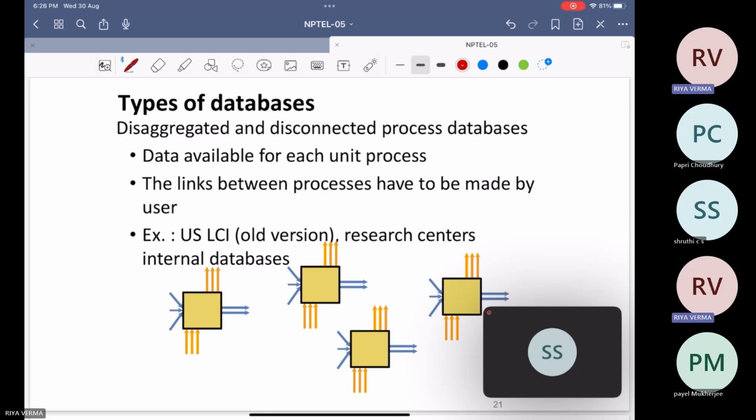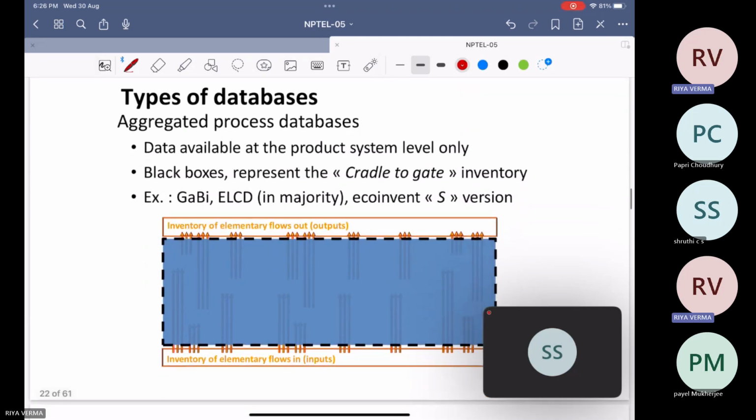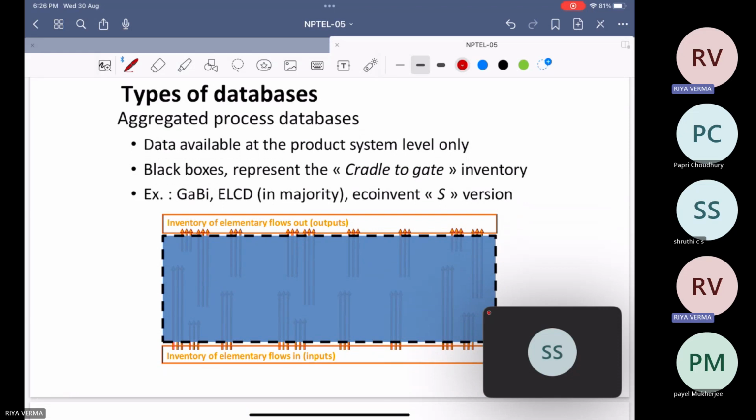For example, the databases that are studying the unit process as disaggregated and disconnected process, we have USLCI and research centers' internal databases. Then we have aggregated process databases. Here the data is available at the product system level only. For example, the black box that represents the cradle to gate inventory. This type of database is used in GaBi, ELCD, EcoInvent, or the S version of EcoInvent that we studied in the last class.